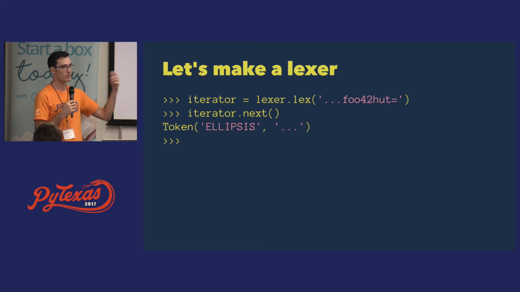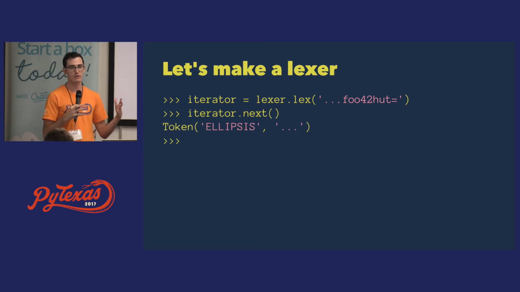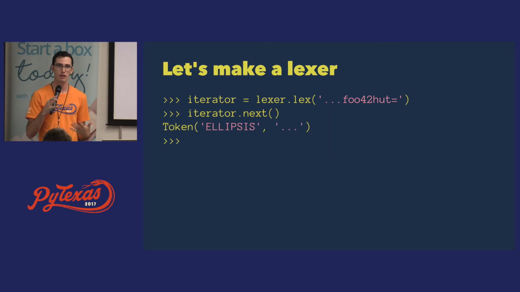So here it consumed the first period, and it said nothing matches for a single period, so it's going to keep consuming periods until it gets 3. And then that regular expression for ellipsis is going to match, and it's going to say, okay, I found an ellipsis token, and it's going to give it back to us.